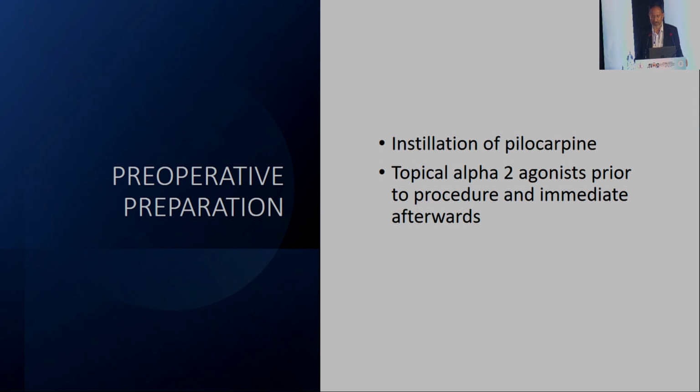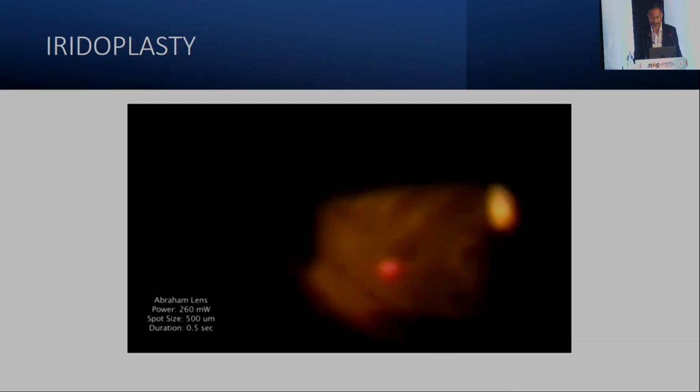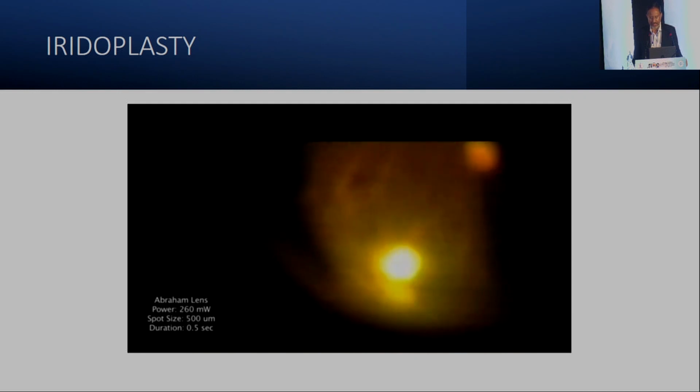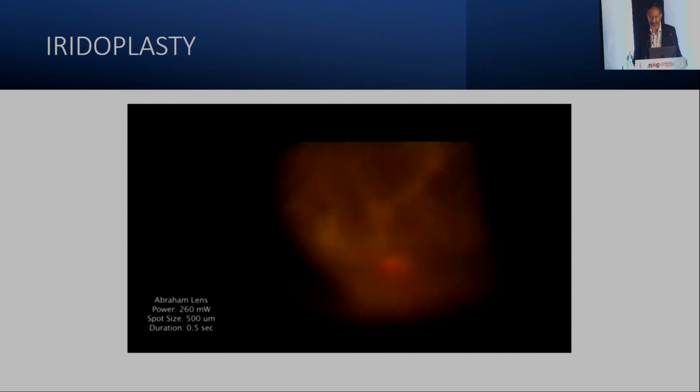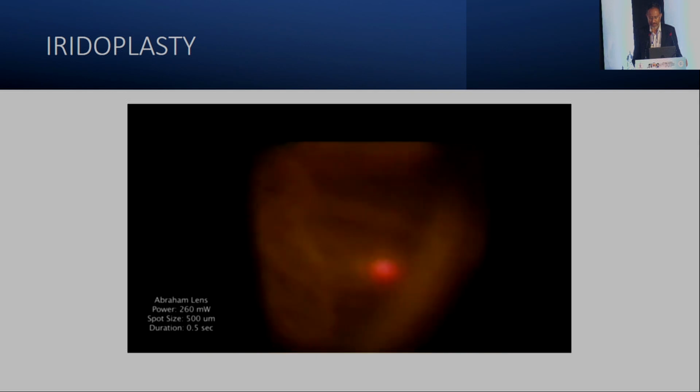Preoperatively, you instill pilocarpine, and also use a topical alpha-2 agonist prior to the procedure and immediately after the procedure. Iridoplasty is performed under topical anesthesia with an Abraham lens. You can use pilocarpine at least 3 to 4 times before the procedure. Laser beams are focused on the peripheral iris, as close to the limbus as possible. The ideal endpoint is just contraction of the peripheral iris, without pigment release or air bubble formation. You need to do 360 degrees.